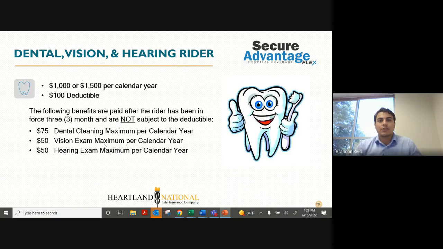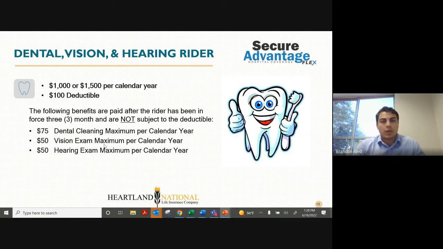Lastly, our DVH rider, a phenomenal benefit. The reason I like it so much is because there's no network affiliated with it. Just like our hospital benefits and our other riders, there is no network and no coordination of benefits. So the way this works is you've got two options to choose from: $1,000 benefit or a $1,500 benefit option. With a $100 deductible that we waive for the following services after having the policy in force for 3 months.